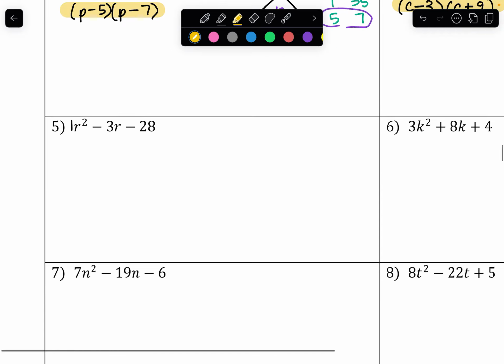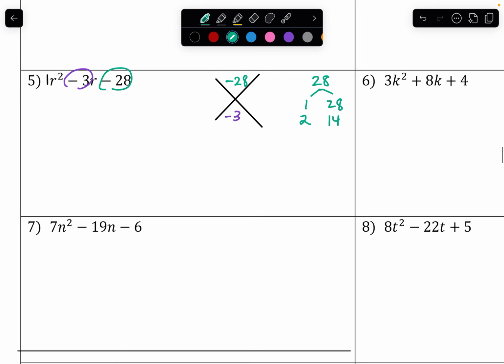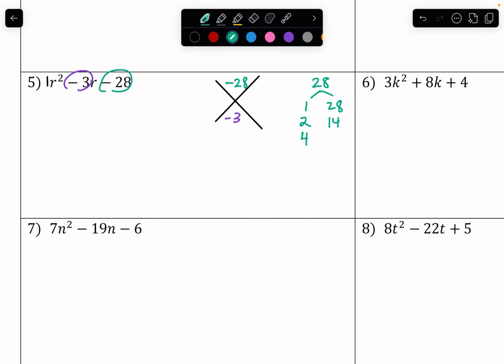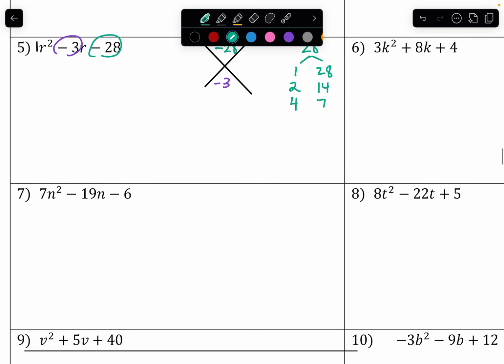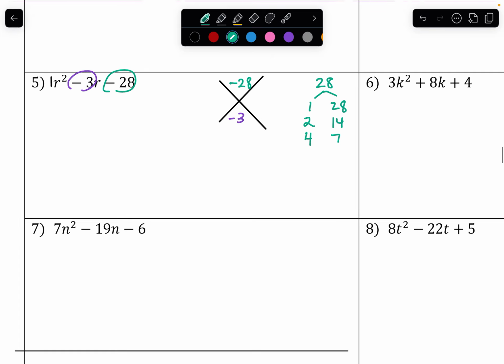Okay, last one like this. We are looking for two numbers that multiply to negative 28, not losing your negative, but add to negative 3. So making my t-chart for 28, we have 1 and 28, 2 and 14, 3 does not work, 4 and 7, 5 doesn't work, 6 doesn't work, and so that is all of our factors.